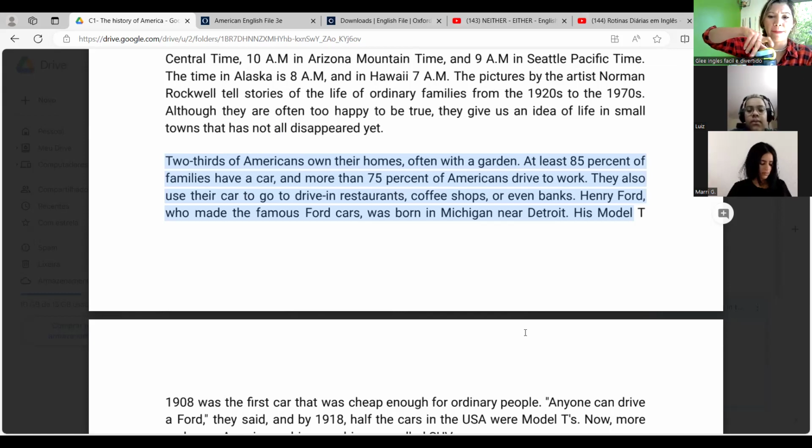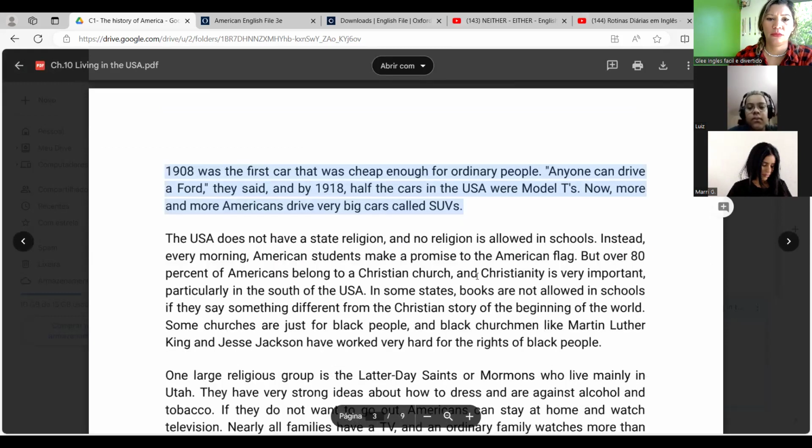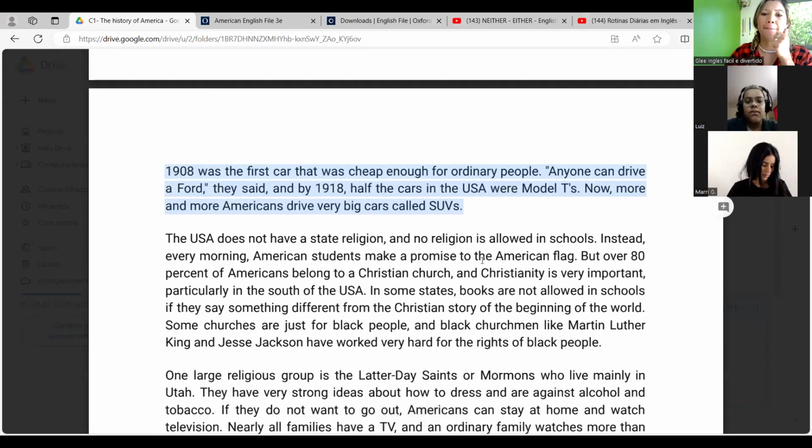Henry Ford, who made the famous Ford cars, was born in Michigan, near Detroit. His Model T, 1908, was the first car that was cheap enough for ordinary people. Anyone can drive a Ford, they said. And by 1918, half the cars in the USA were Model Ts. Now, more and more Americans drive very big cars called SUVs.